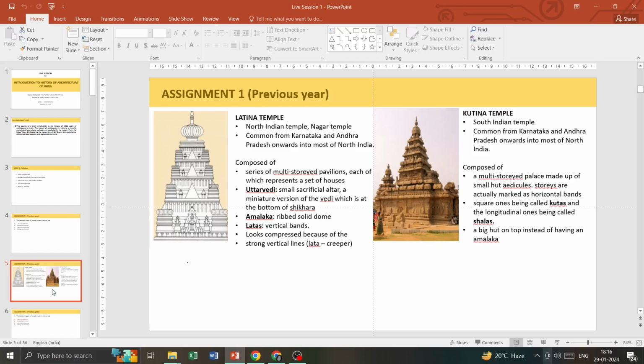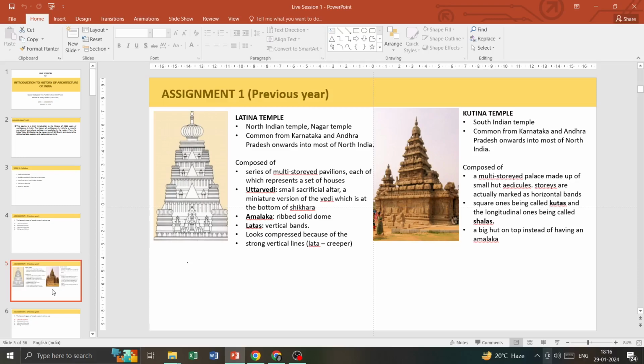Although the design and style of temples varies across all the regions in India, from west to east and north to south, there are still some commonalities that have been established. The two main types of temple architecture that have been classified are Latina temple and Kutina temple. Latina temple is also called North Indian temple or Nagar temple. It is common from Karnataka and Andhra Pradesh onwards to most of North India. That's why it's more prevalent in North India.